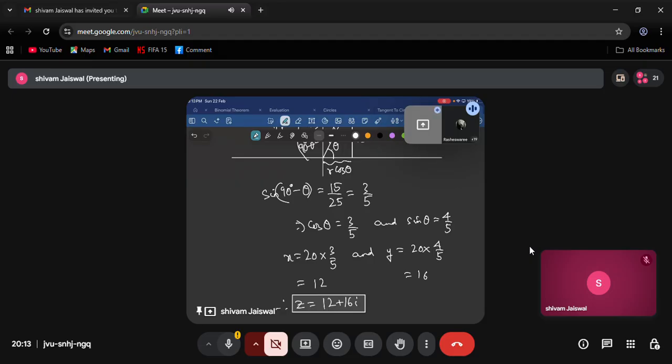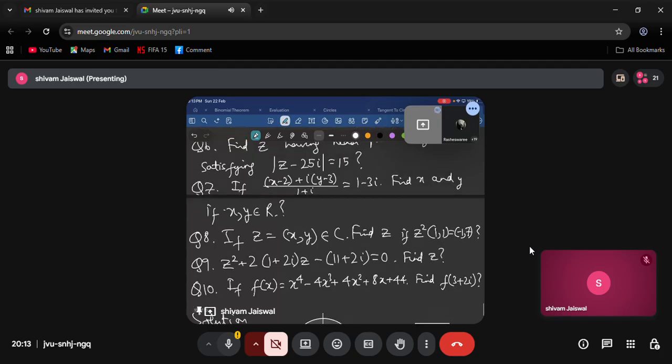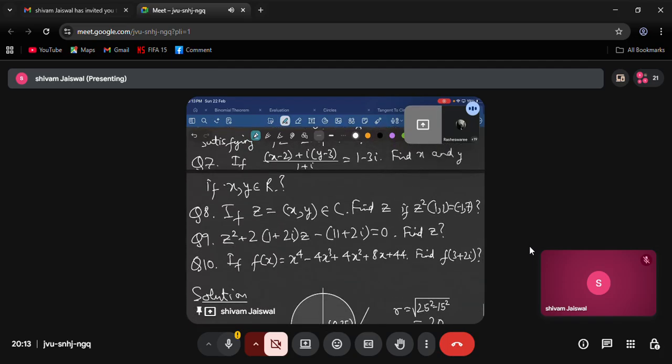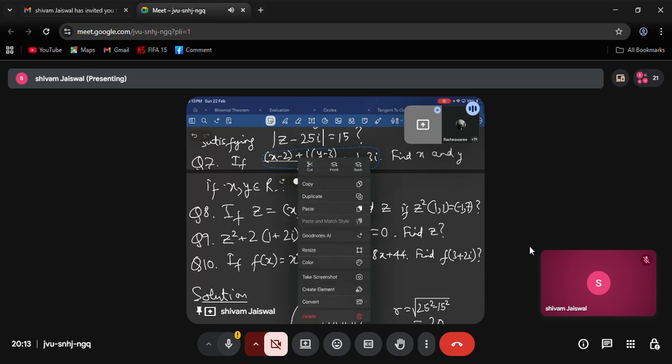So whenever this kind of problems are given, always try to proceed with coordinate geometry only. It will be simple, easier. Next. I am starting with number 7. X minus 2 plus iota into y minus 3 upon 1 plus iota is equal to 1 minus 3 iota. Let us start.